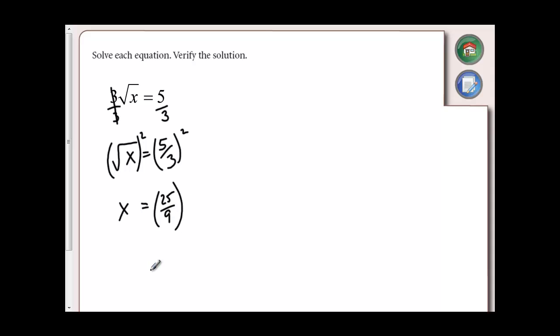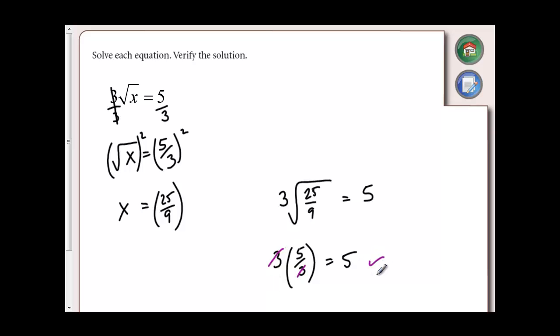Now, one thing that's important to do with these equations is to substitute the x value back into your original equation and make sure that it works. So if I go 3 times the square root of 25 over 9, I want to make sure that equals 5. If I take the square root first, using order of operations, I'm going to get 3 times 5 over 3 equals 5. And since we can cancel out the 3's because there's one on top and one on the bottom, we get 5 equals 5. So 25 over 9 is in fact a solution to this equation.